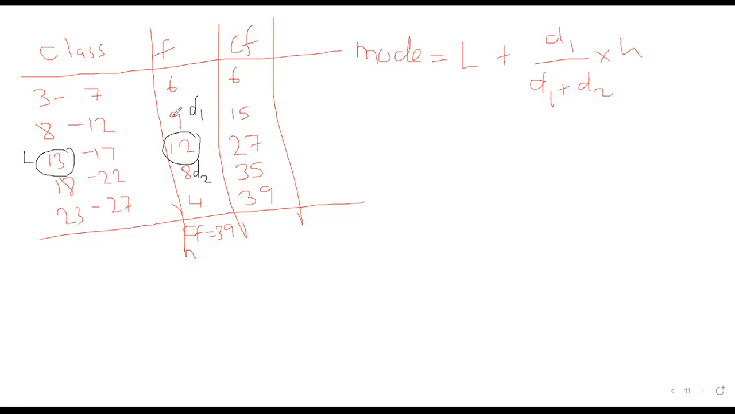The distance above is D1. So 12 minus 9, what is our D1? 3. Then D2 is the distance going downwards. 12 minus 8, what is our D2? 4. Then the lower boundary, just on the 12, you go this side. The lower boundary is the number which is at the far end.